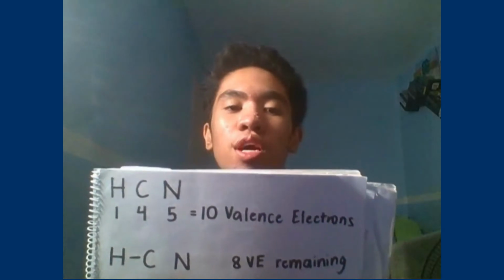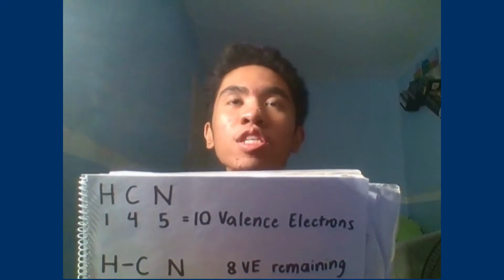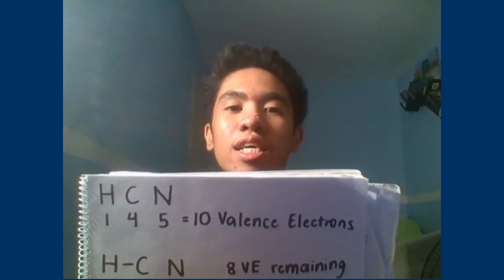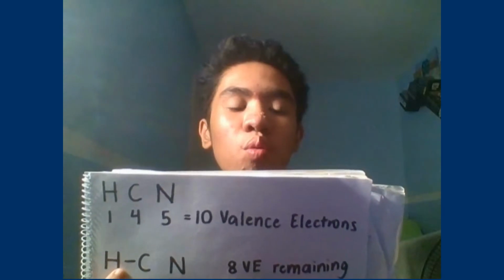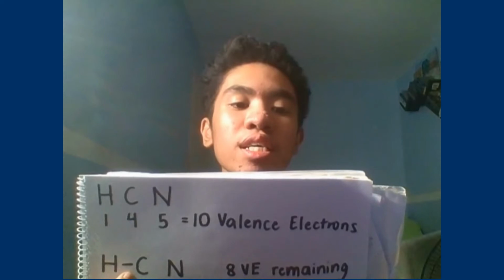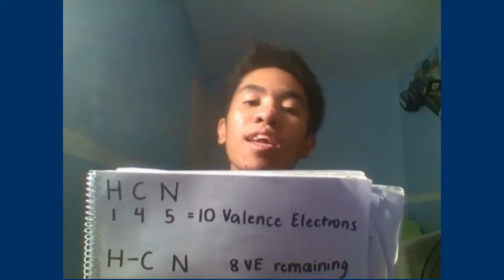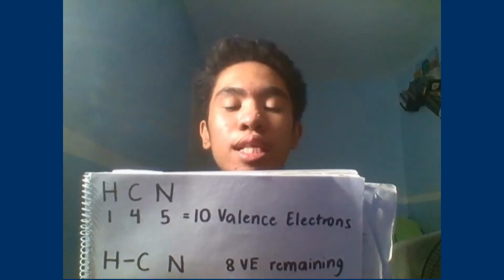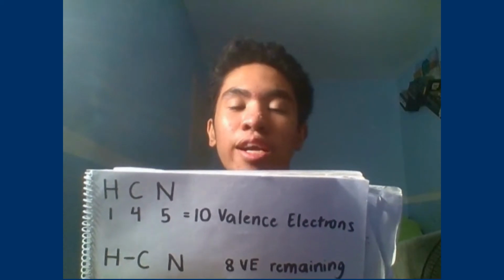So since we're going to reduce 2 from it, and a horizontal line represents 2 electrons, we're going to draw one horizontal line in the middle of H and C, and it represents 2. Now we only have 8 valence electrons remaining. After that, we're going to put all those remaining electrons in carbon and nitrogen.